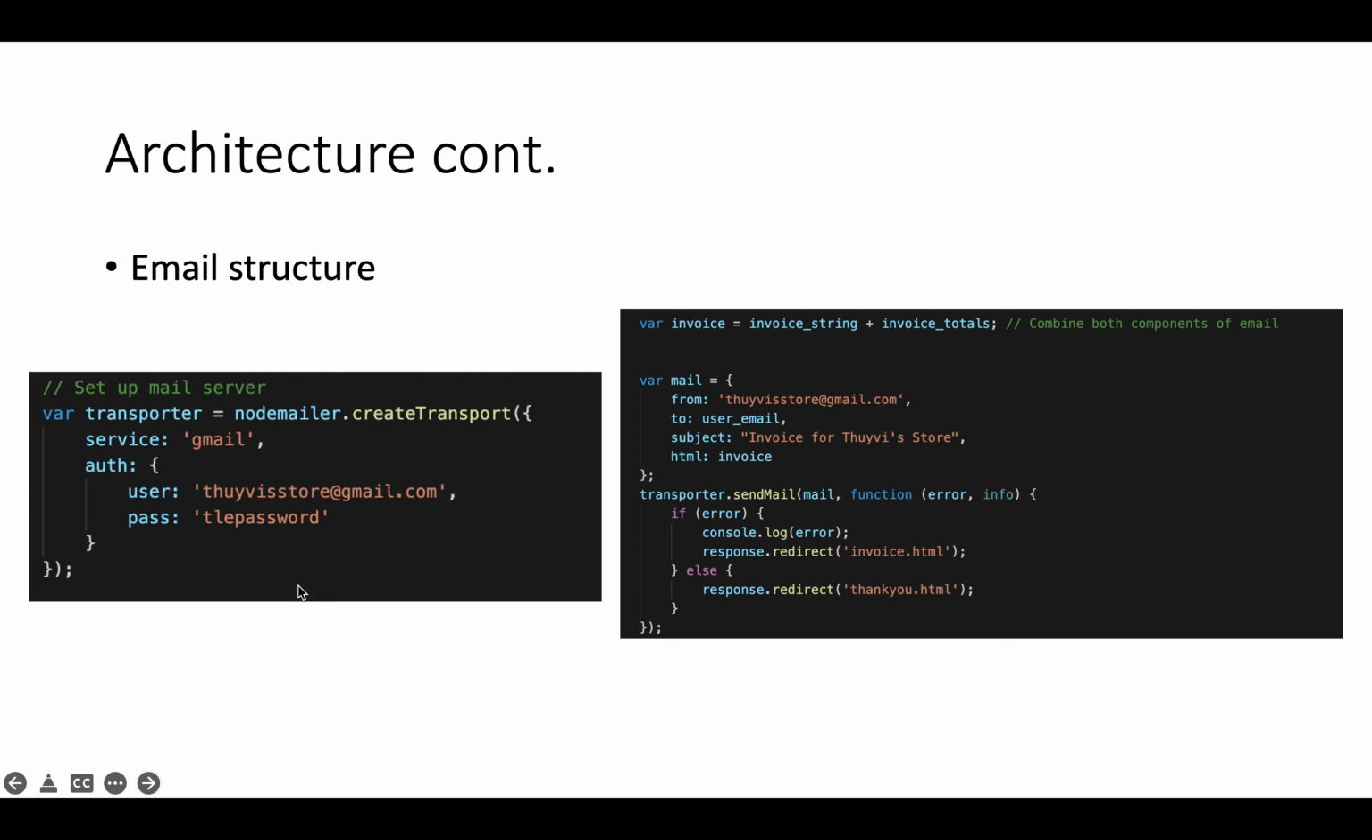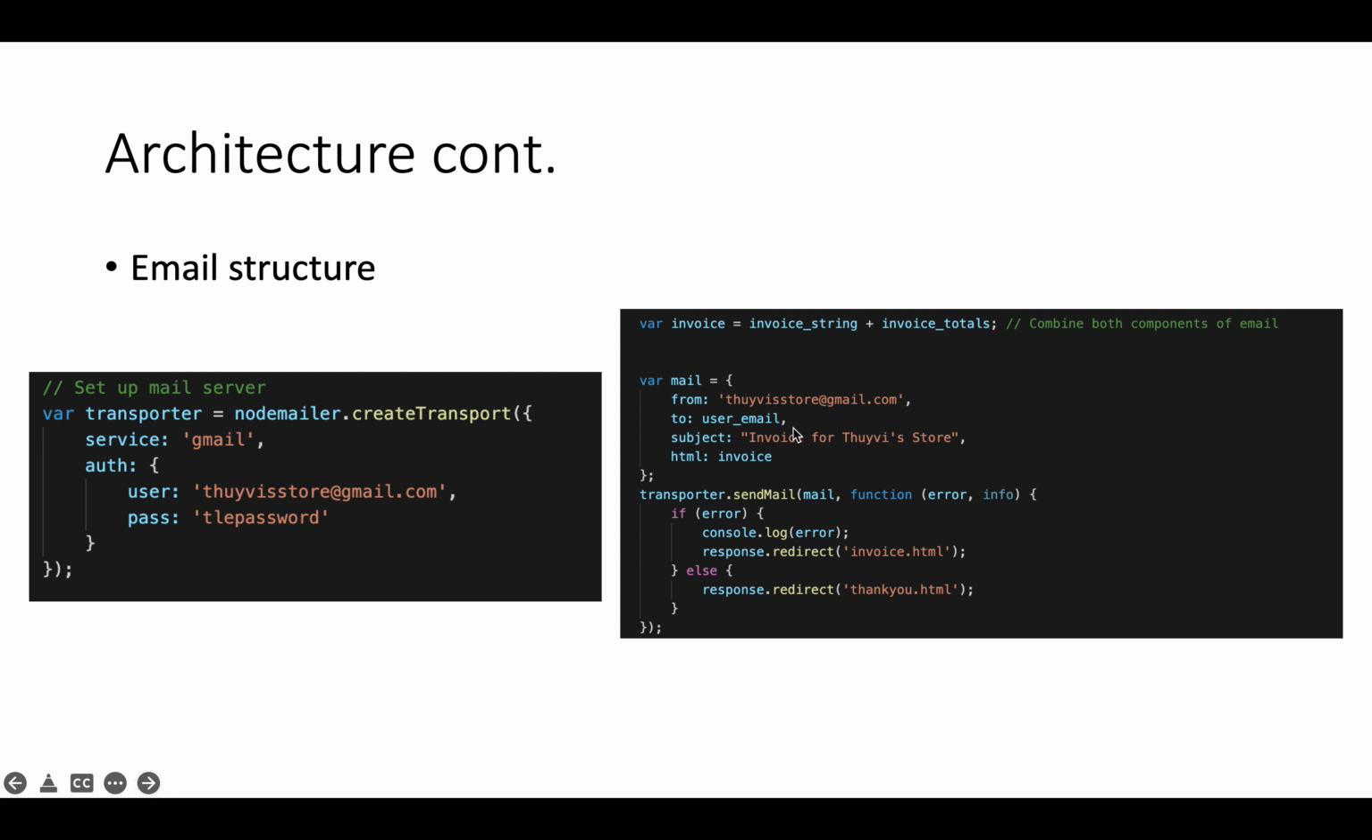And for my email, this is how I set up my mail server. I use NodeMailer. I created a new email account to send the emails from. So this is what that is. And here, var invoice equals invoice_string plus invoice_totals. These variables are what I declared before with the actual code for the email in it. The invoice string would be my quantities and my product data, and invoice totals was for the subtotal, total, grand total table.